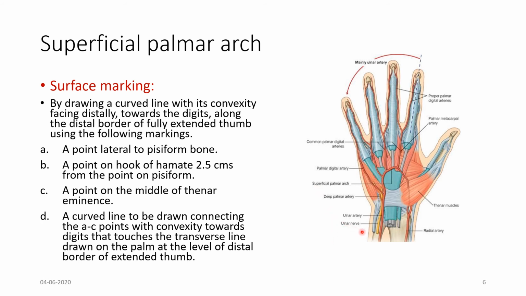So mark a point lateral to pisiform bone and a point on the hook of hamate 2.5 centimeters from the point on pisiform bone. Then a point on the middle of the thenar eminence. So if these 3 points are marked, then a curved line has to be drawn connecting these 3 points with a convexity towards the digits that touches the transverse line drawn on the palm at the level of distal border of extended thumb.